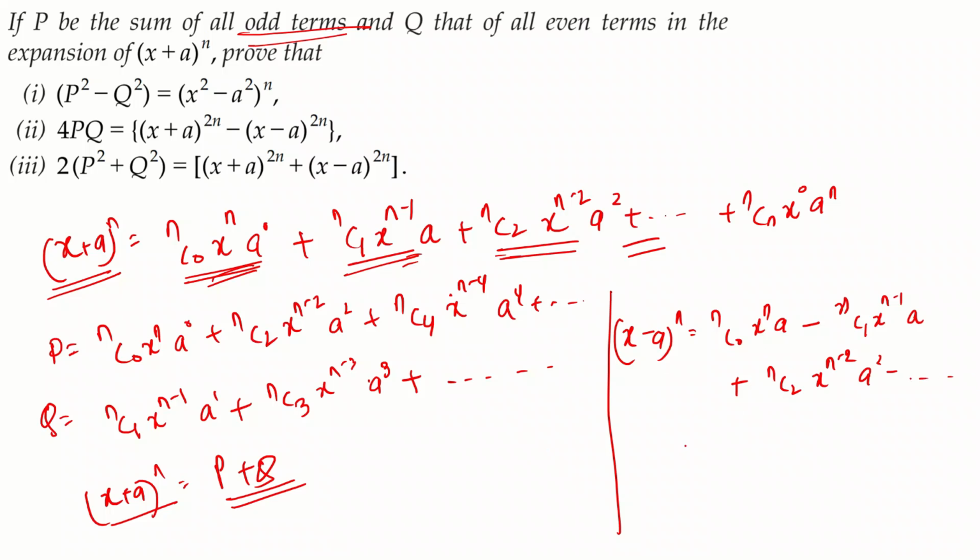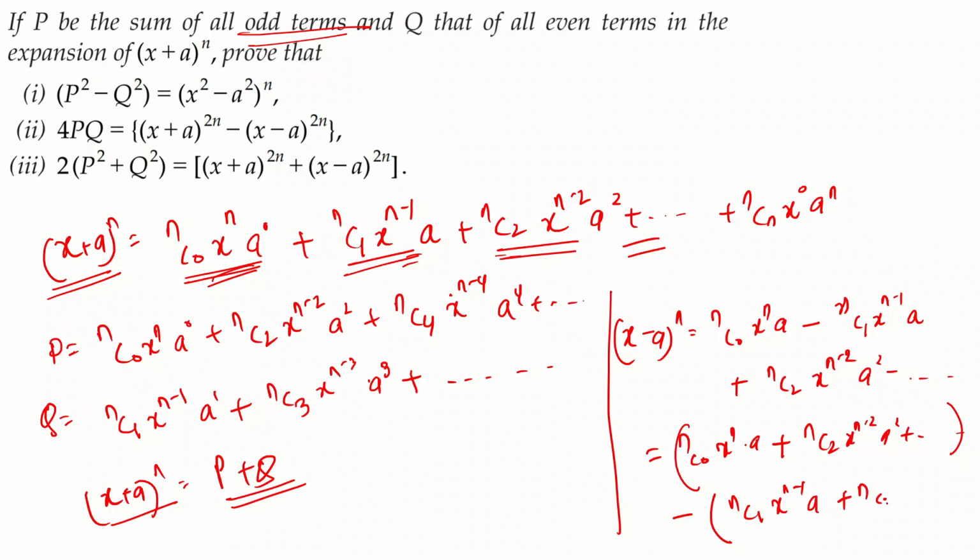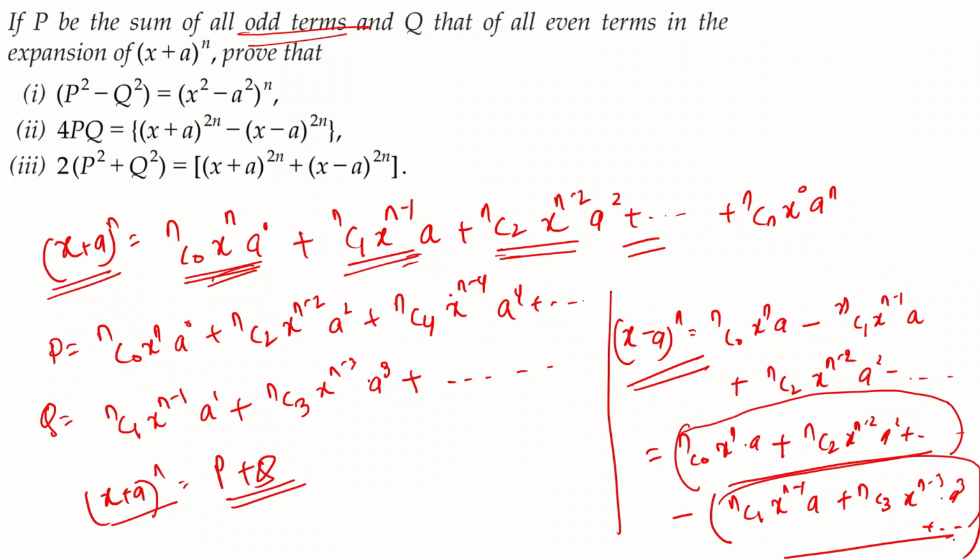So if you take all the odd terms together, we'll be having nc0 x to the power of n into a plus nc2 x to the power of n minus 2 into a square. So all the odd terms will be having a plus beside them, and all the even terms will have a minus beside them. So we can take a minus common and then change the sign of all of them. So nc1 x to the power of n minus 1 a plus nc3 x to the power of n minus 3 into a cube, all the way up to the last term. So x minus a whole to the power of n is actually p minus q, because this entire thing is p and this entire thing is q.